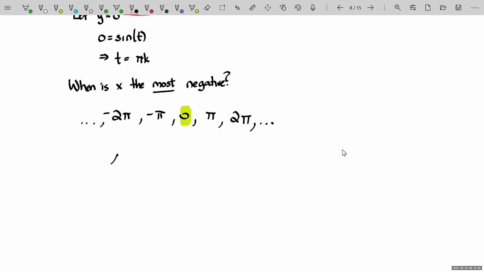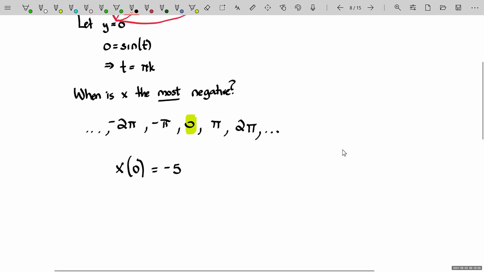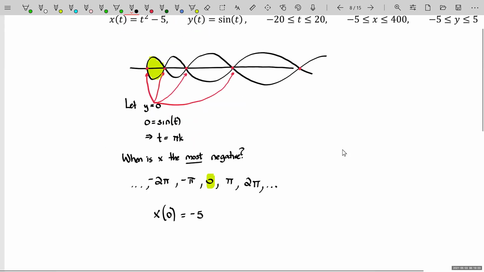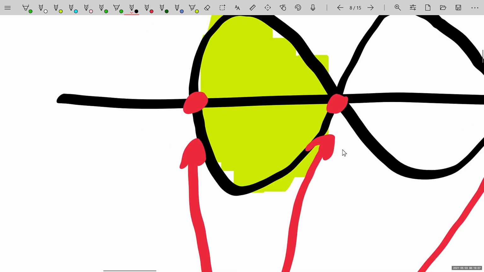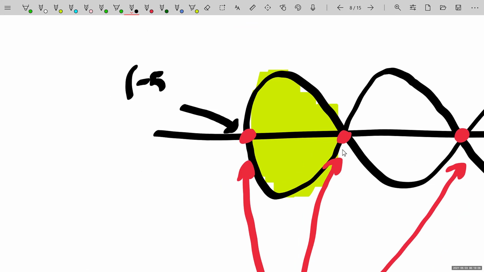I'll say x at time 0 is going to be 0 squared minus 5, or negative 5. If you try to plug in any other integer multiple of pi, you're going to get pi squared minus 5, which is going to be positive. So I happen to know that this x value, the leftmost x value there, is negative 5, well, the point is negative 5, 0.